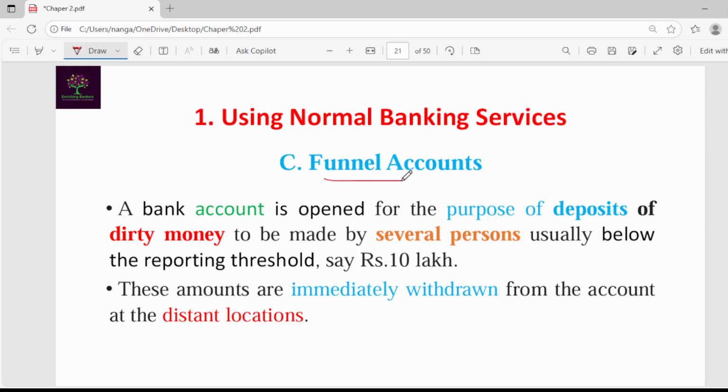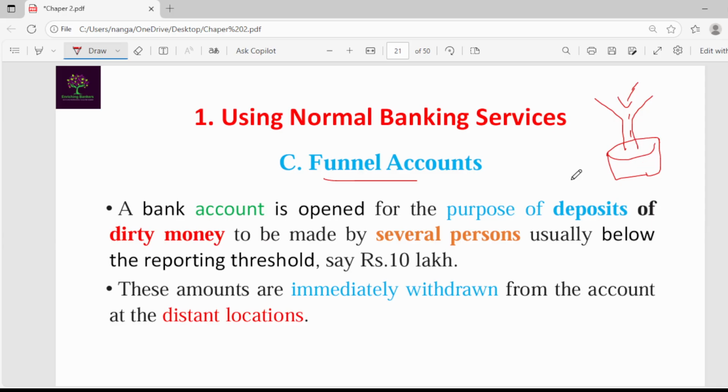Next method is funnel accounts. So what is a funnel? We know that a funnel is generally used to pour liquid into a bottle or any vessel. So this is the funnel. If you pour the liquid into the funnel, that liquid is directed by the funnel into the vessel or bottle. So this is the bottle.